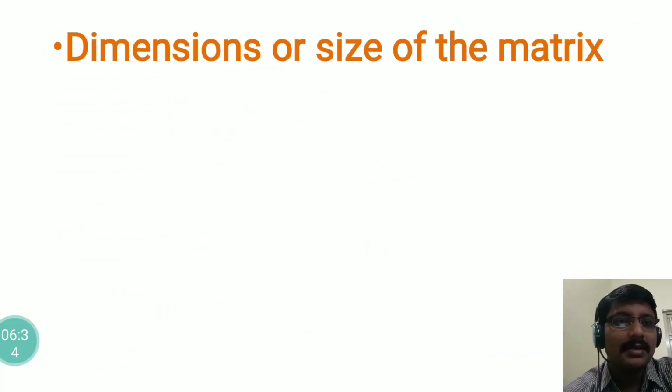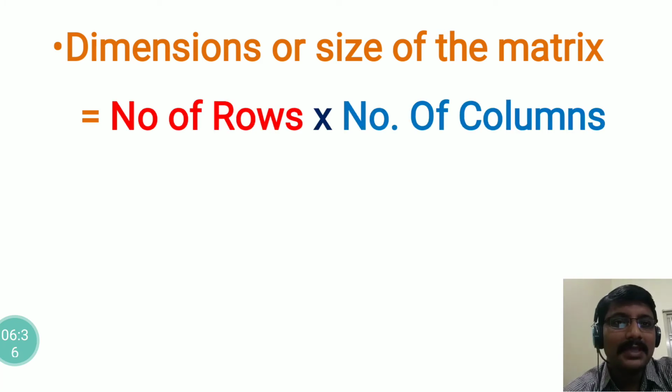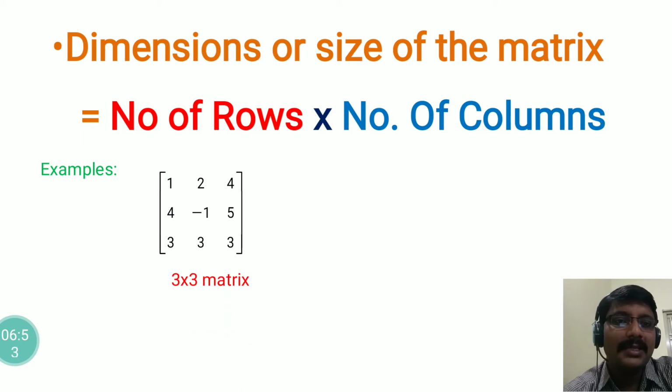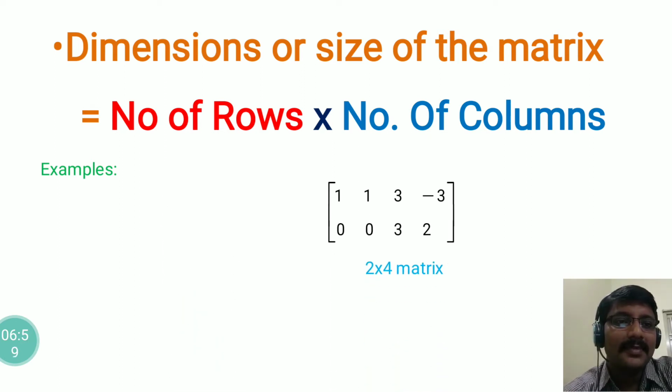So what is the dimension or size of the matrix? It is nothing but the number of rows by number of columns. Here the cross symbol is used to denote 'by', that is number of rows by number of columns. Examples: a 3 by 3 matrix because it involves 3 rows and 3 columns. This is a 2 by 4 matrix which involves 2 rows and 4 columns.